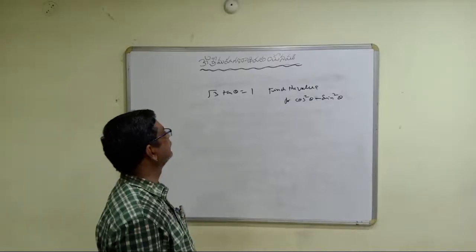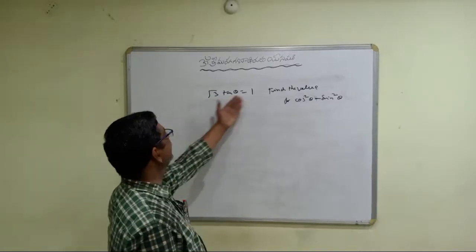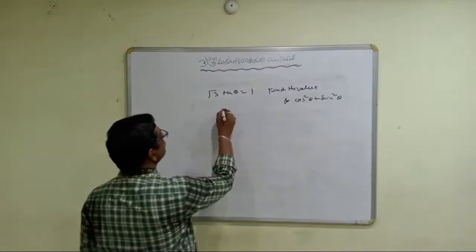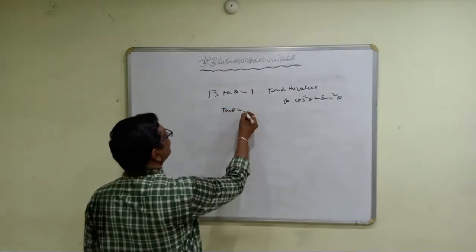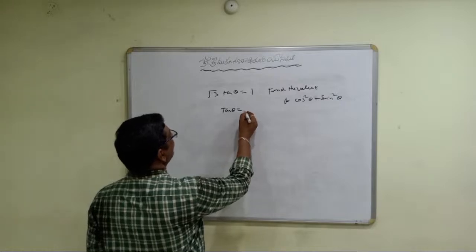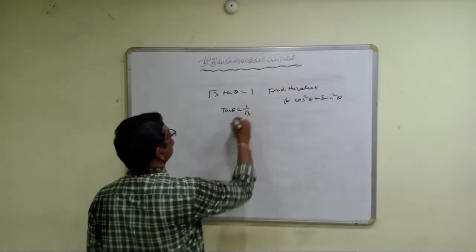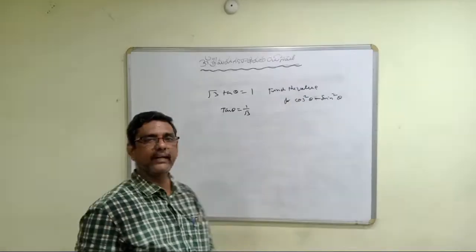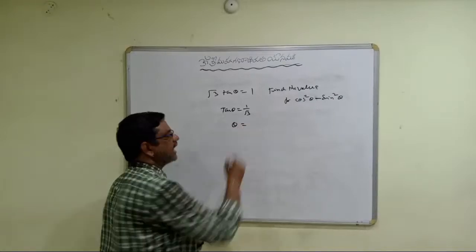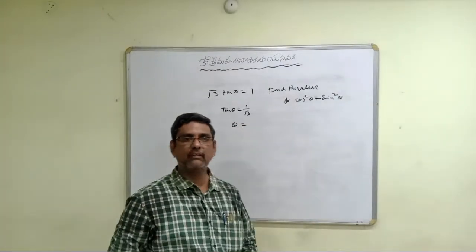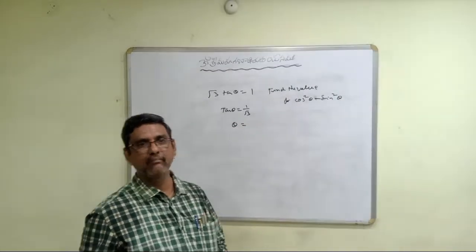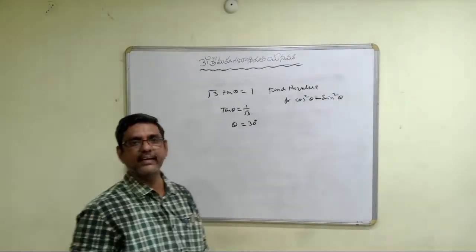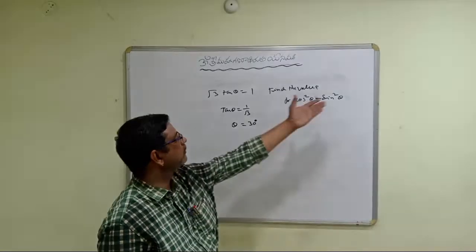Now what to do? We need to think. Here, root 3 tan theta is 1. Then what is tan theta? 1 by root 3. Good. If tan theta is 1 by root 3, guess what is theta? 30 degrees. Right. Theta is 30 degrees. Now substitute theta over there.